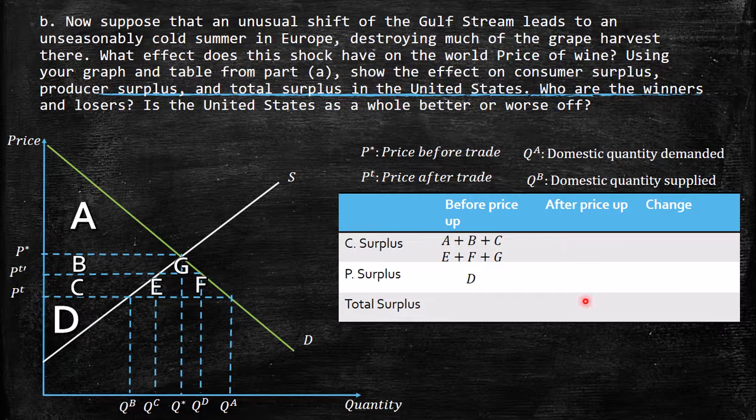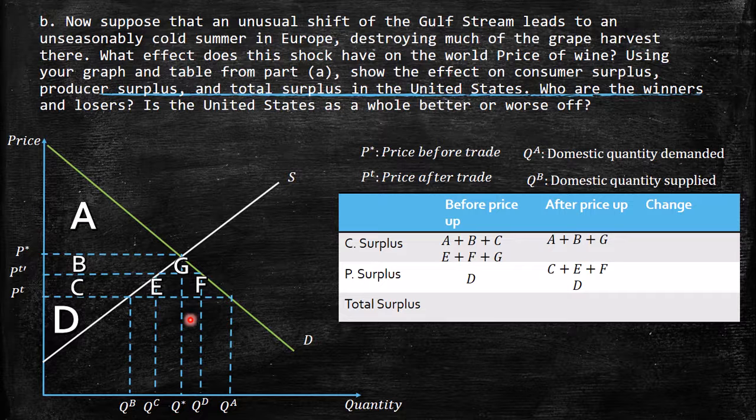Okay, now what about after the price up? After the price up, this is going to be the new price, which is still lower than P star. There's going to be some imports, which is going to be this difference between QD and QC. So this one is now the consumer surplus after this seasonal effect. It's going to be A, B, and G. And the producer surplus is going to be instead C, E, F, and D.